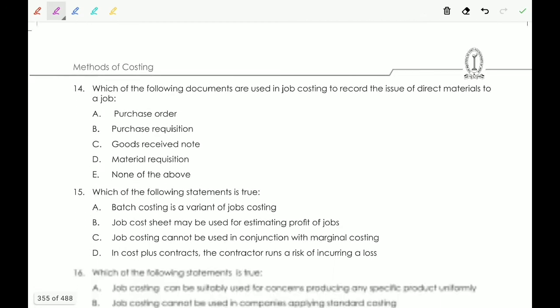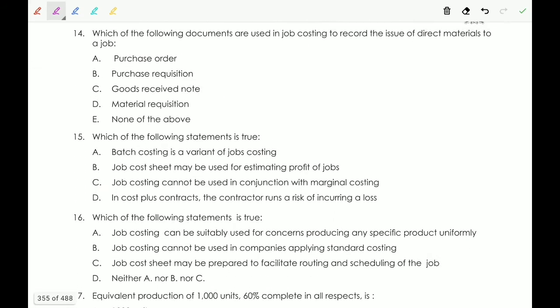Next, 14. Which of the following documents are used in job costing to record the issue of direct materials to a job? Option A, purchase order; B, purchase requisition; C, goods received note; D, material requisition; E, none of the above. The answer is material requisition. Based upon the material requisition only, we record the issue of materials to a job.